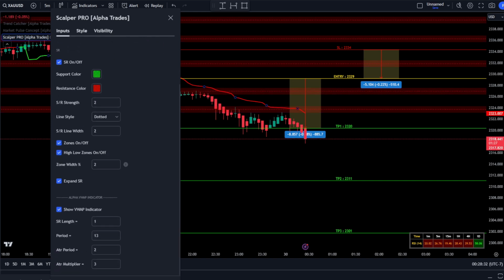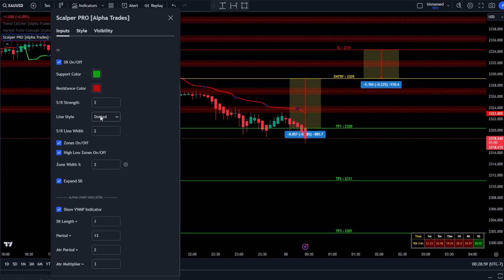Moving on to the next part, our support and resistance settings. Following the theme of no setup requirement, all settings in this section are default and should be left alone, with the exception of two areas. The first is the support and resistance colors. This is where you can change the color of our support zone as well as the resistance zone. You can also change the opacity based on your requirements.